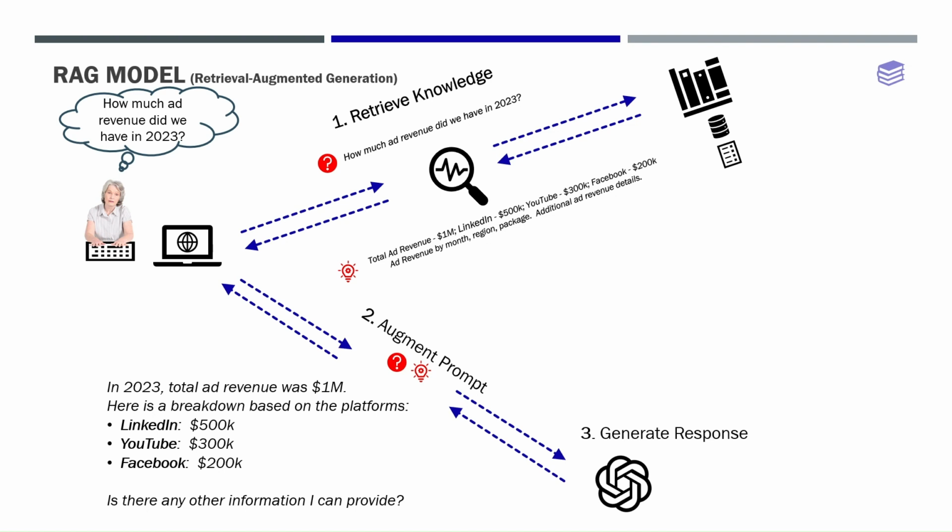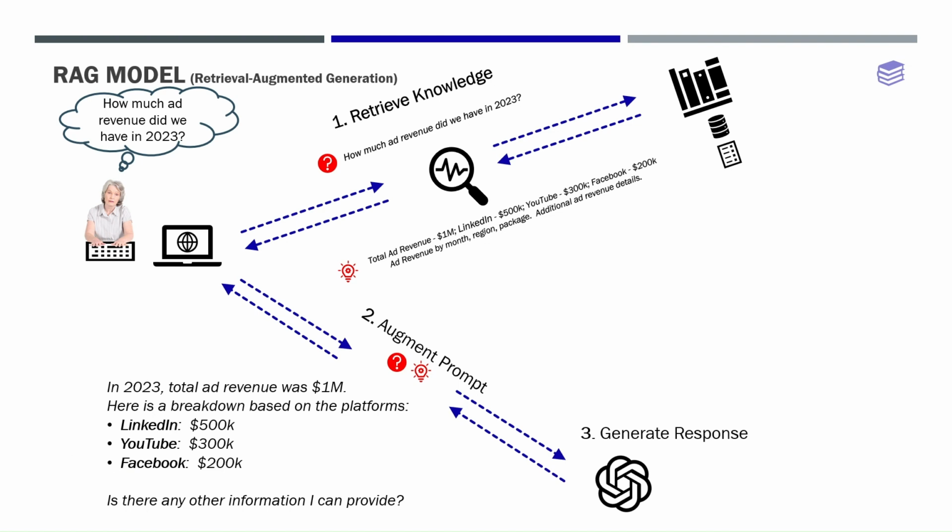She has the answers that she needs, and then she could ask follow-on questions like, can you break out the LinkedIn revenue by month, by region, by package? It would have, presumably based on this use case, that information. Can you break out the YouTube data? Can you break out the Facebook? Can you provide other information? The amount of knowledge that can come back is significant, and then you can ask follow-up questions where you're going back to the data store to get additional information.